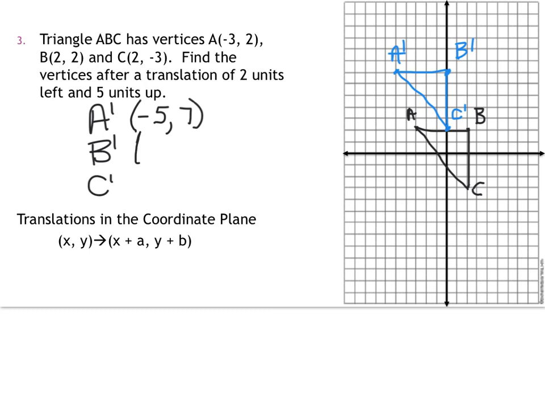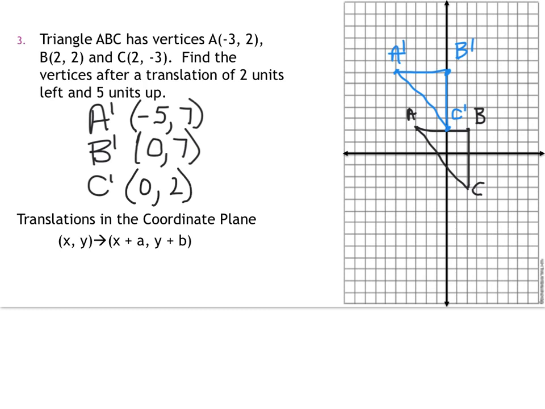So I started off with 2, 2. If I take that x value of 2 and I take it to the left, I would be subtracting 2. So 2 minus 2 is 0. And then my y value of 2, I would add 5 to it to get 7. Again, I can double check my graph. Sure enough, that's exactly where it is at 0, 7. Again, with C, I'm going to subtract 2. So 2 minus 2 gives me my new x value of 0. And then negative 3 plus 5 gives me my new y value of 2.